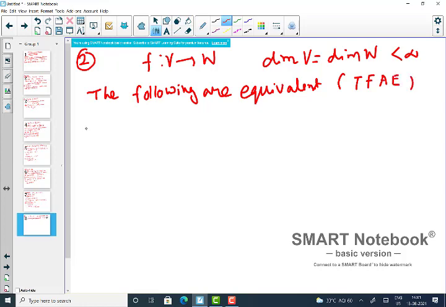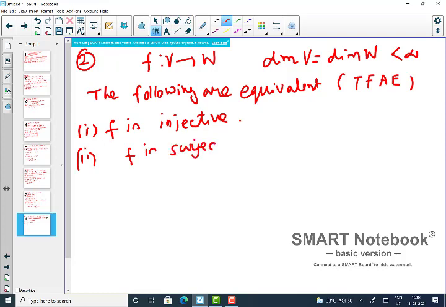So what are the following things? Number one, F is one-one, F is injective. Number two, F is surjective, that is onto. And number three tells you that the rank of F is the dimension of V. So for finite dimensional vector spaces with equal dimension, injective and surjective are the same. Whatever you assume, they are equivalent, right? Now, this requires a proof.